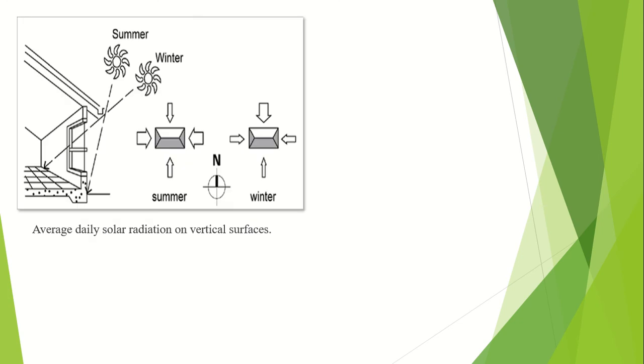In this figure, summer and winter sun are shown. In summer, the sun rays falling on the ground surface are somewhat in a vertical direction, and during winter, the sun rays which fall on the surface of earth are somewhat inclined. During summer, in this first image, it is shown that maximum heat comes from the east-west side, and during winter, maximum heat comes from the northern side. In this figure, average daily solar radiation on vertical surfaces is shown.